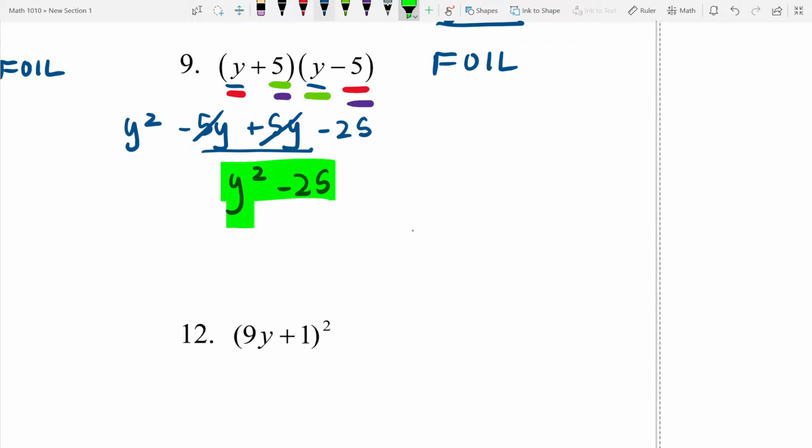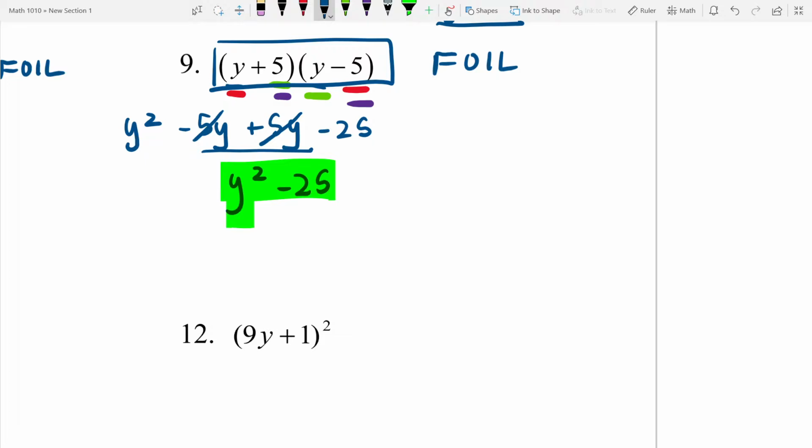I want everyone to listen. Listen carefully on this. If you recognize something, it's going to make the problem easier and faster. Look right here. y plus 5 times y minus 5 are called what? Do you remember what that word is? They are called, starts with the letter C. C-O. Anybody? They're called conjugates. They're exactly the same, but the middle sign is different.